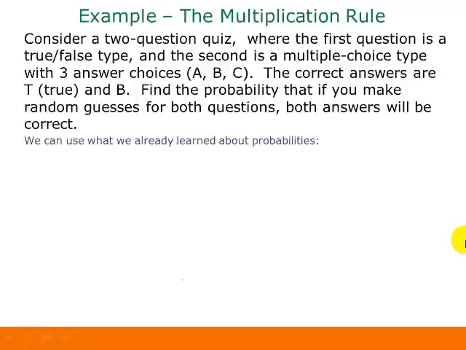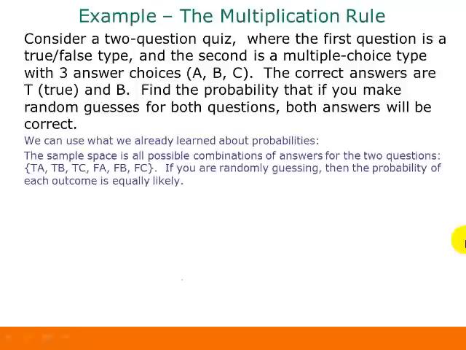Well, we can use what we already learned about probabilities, and that is, we can figure out what the sample space is. The sample space is all possible combinations of answers for the two questions on the quiz. So this would be true and A, true and B, true and C, or false and A, false and B, false and C. If you're randomly guessing, then the probability of each outcome is equally likely.